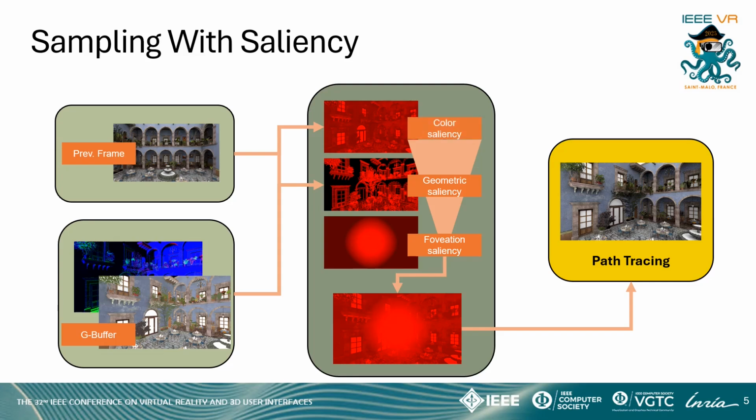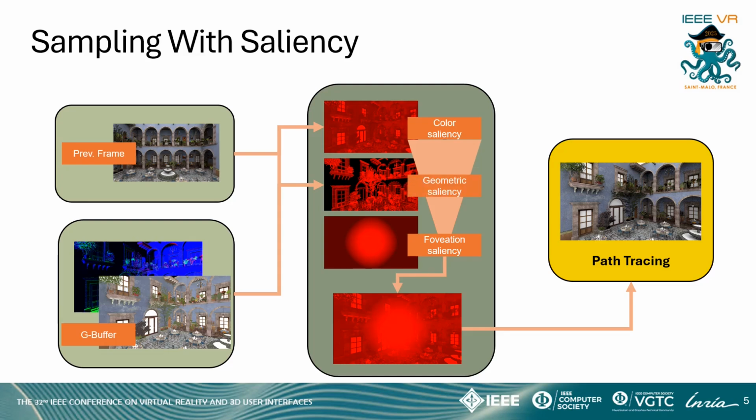Color plays a significant role in how we perceive contrast. Areas with strong contrasts naturally attract our attention, making color a vital component in our saliency evaluation. In our pipeline, the color saliency is determined based on contrast with color histograms.